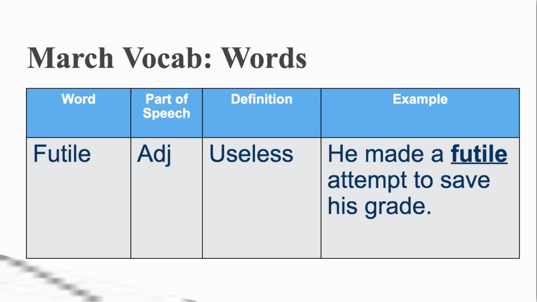First one is futile. This is an adjective, and it means something that's useless or sometimes pointless. Example, he made a futile attempt to save his grade. It was useless.